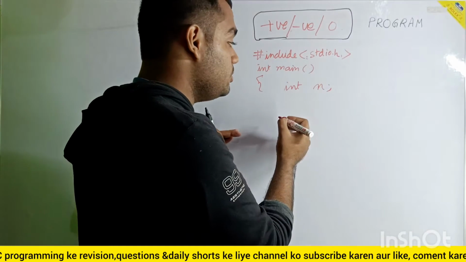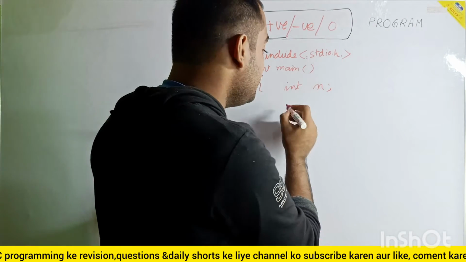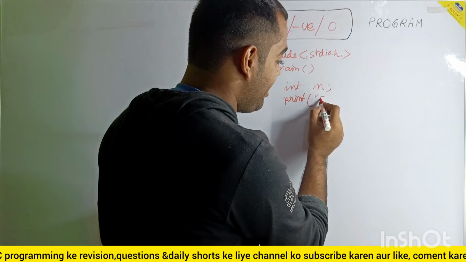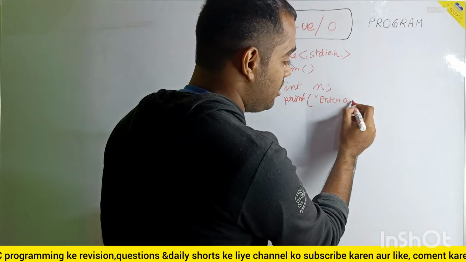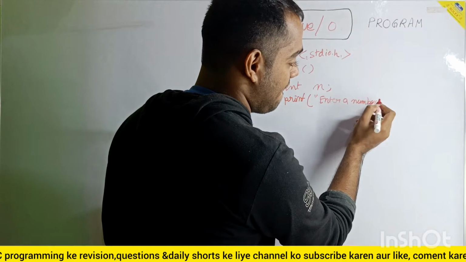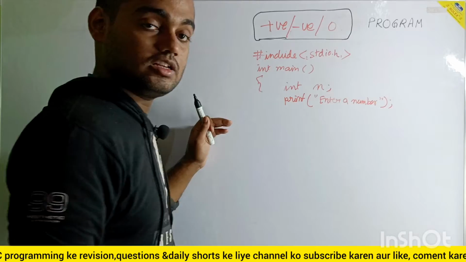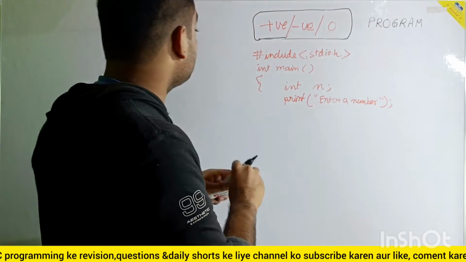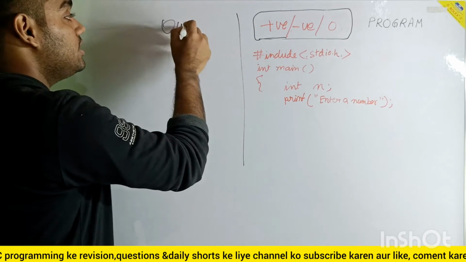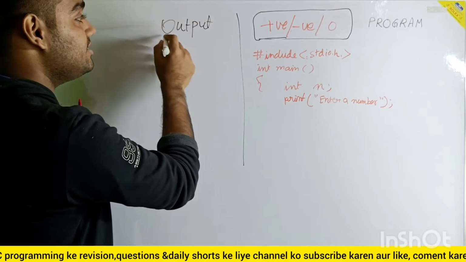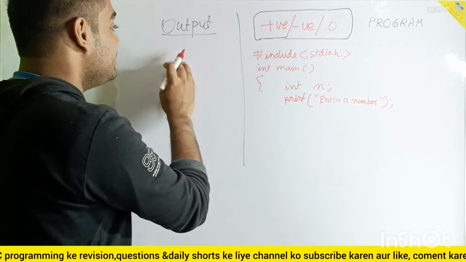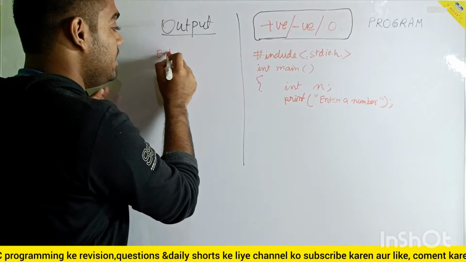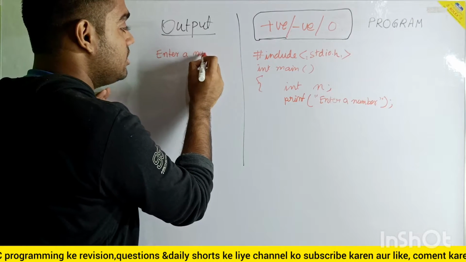Now what are we going to do? It's very easy. We're going to first printf "Enter a number", with a semicolon at the end always. So how is it going to look on the output screen? My handwriting is not that bad, not that good. On the output screen a message will appear like "Enter a number".